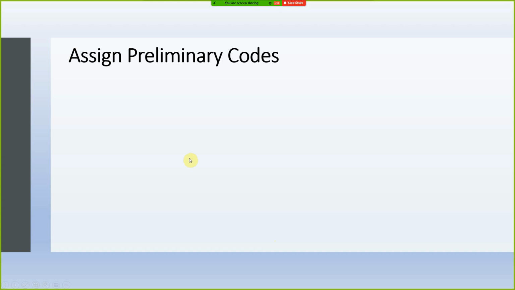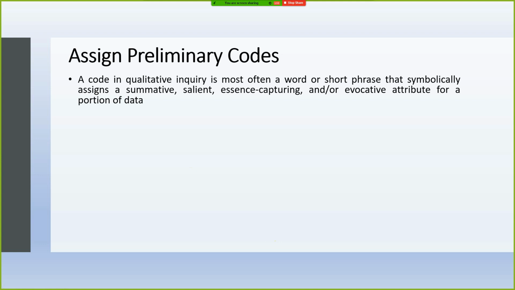Now, assign preliminary codes. How do you assign preliminary codes? Now, what is actually coding? A code, in qualitative inquiry, is most often a word or a short phrase that symbolically assigns a summative, salient, essence-capturing and/or evocative attribute for a portion of the data. What is a code? Actually, a code is a word, a short phrase that you assign to a particular sentence, a particular issue, a particular problem, a particular concept, a particular event from your qualitative data.